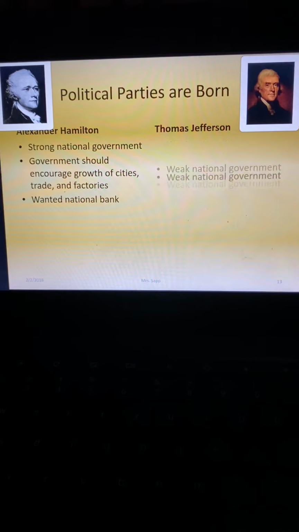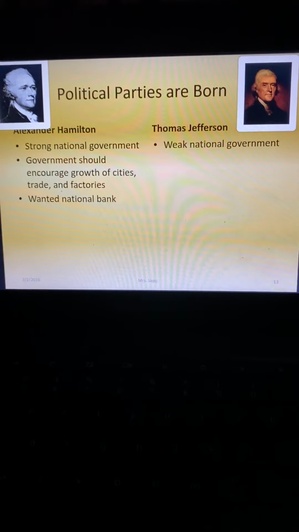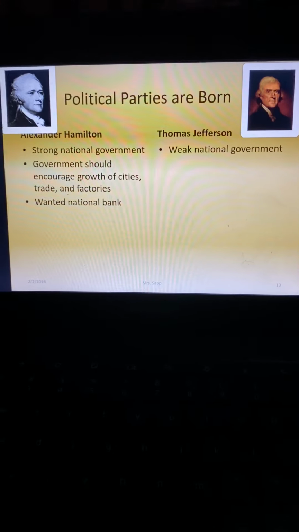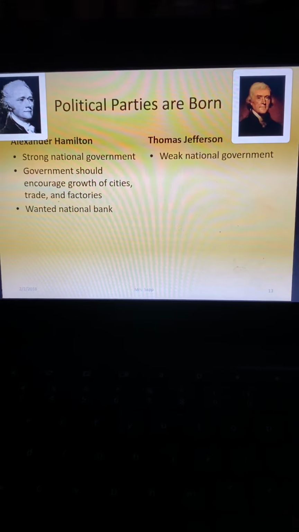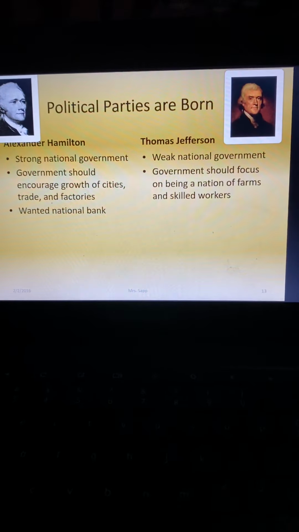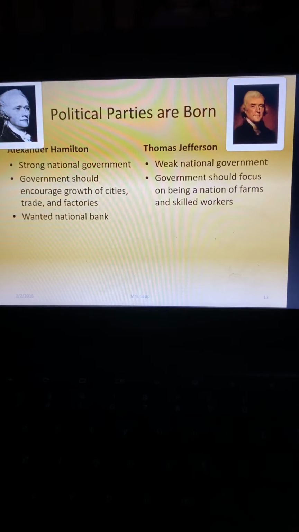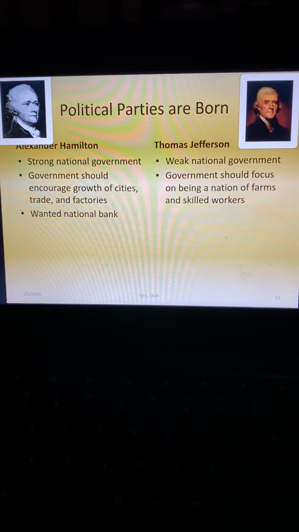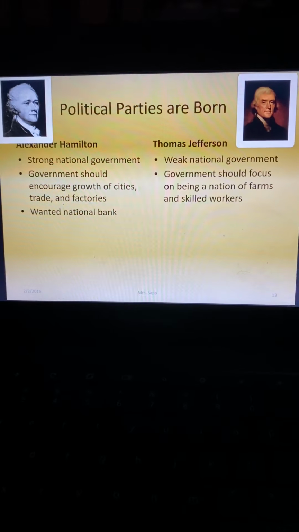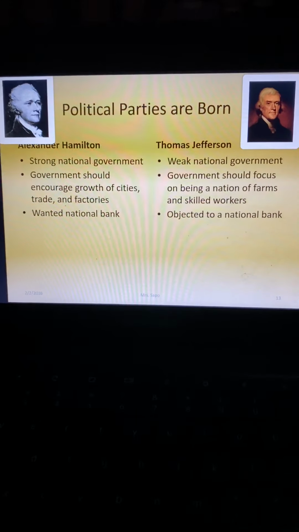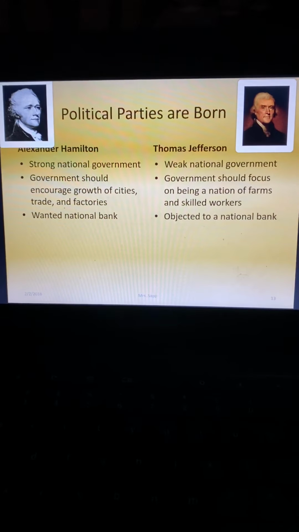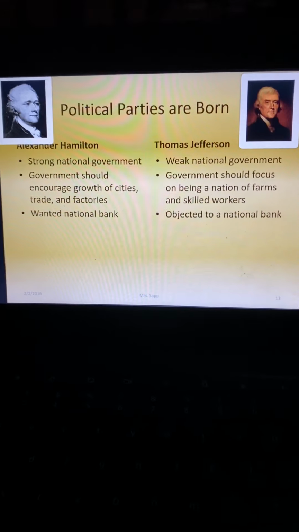Well, Thomas Jefferson, on the other hand, wanted more of a weak national government, not too much power to it. He wanted small farmers and skilled craftsmen and workers to be more important than powerful government. And he did not want a national bank. So with these two differences of opinions, we get our first political parties.